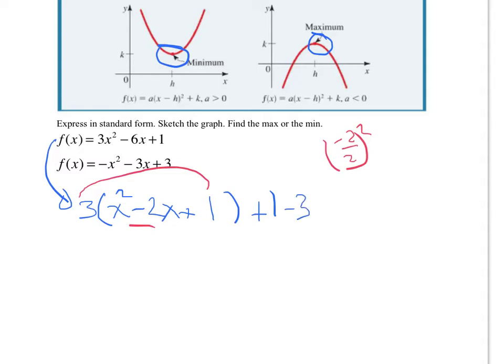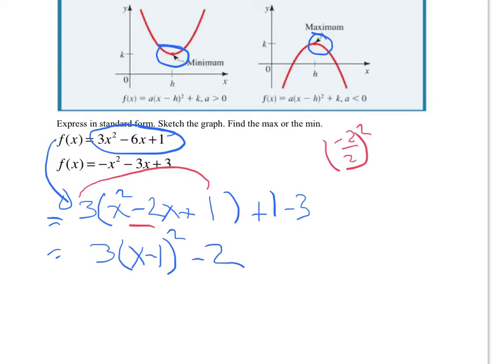So again, if you were to work all this out, you should get back to 3x squared minus 6x plus 1. Now, that's not what we want to do, of course. We want to show the factored form of the quadratic. So we get x minus 1 squared, and plus 1 minus 3 is minus 2. So we can sketch the graph. I'll leave that part to you.